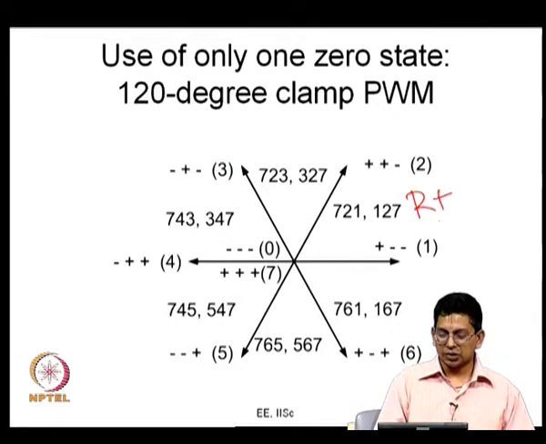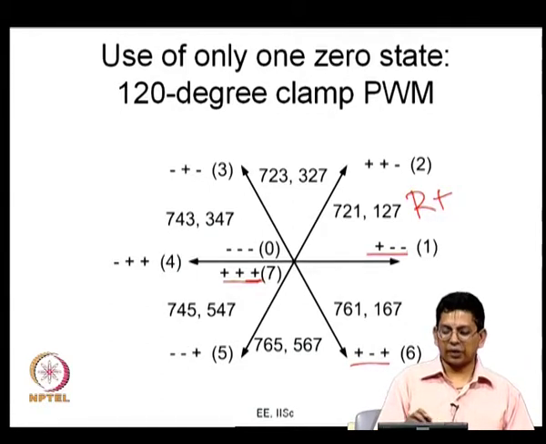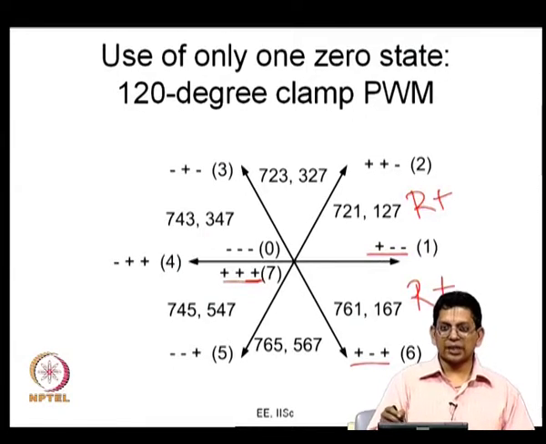The R phase is clamped to the positive DC bus here. Next, what happens? You just look at the previous case here, 7 6 1. If it is 7 it is plus plus plus, 6 is plus minus plus, and 1 is plus minus minus. So, in all the cases the R phase is clamped to the positive bus. The R phase is clamped to the positive bus over the entire sector. In every subcycle in sector 1 it is clamped to that, and in sector 6 also it is clamped to the positive bus now.